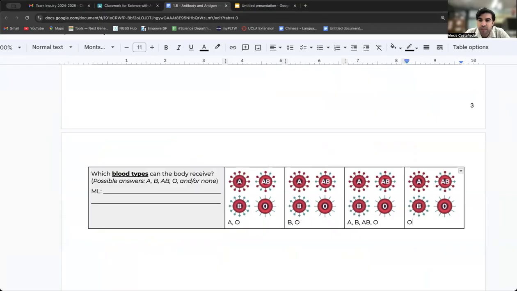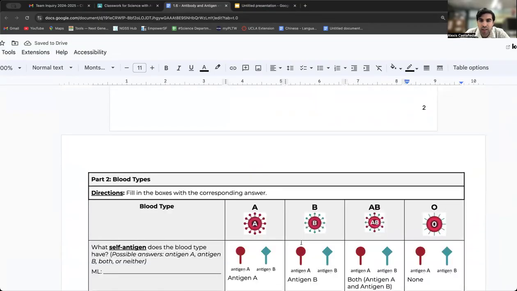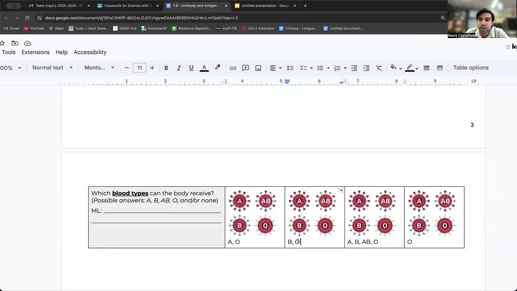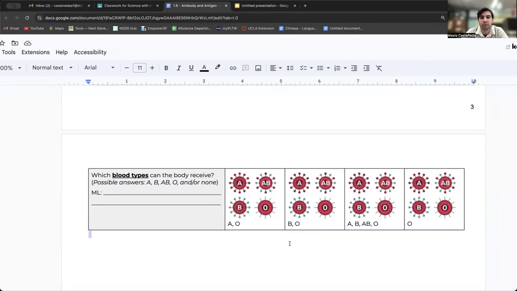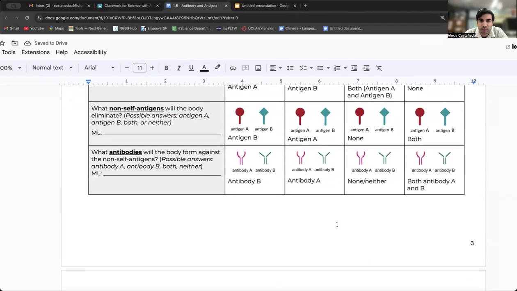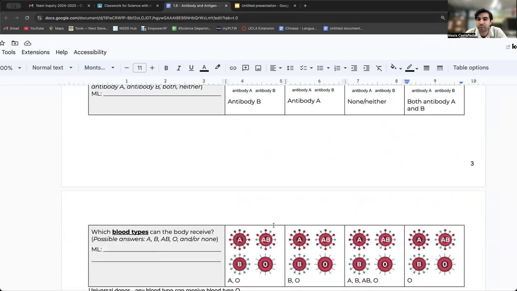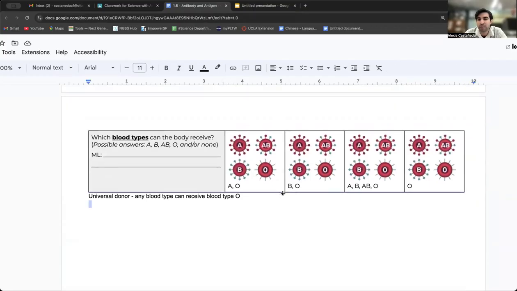So what you're going to notice is that all of the blood types, so all the blood A, B, and O, all of them can accept blood type O. So that's why we sometimes will call blood type O the universal donor, because any blood type can receive blood type O. And the reason, right, is because blood type O has no antigens. Blood type O has no antigens on the surface. So that means that there's no antibodies that exist that can eliminate blood type O. So that means it will accept everybody.